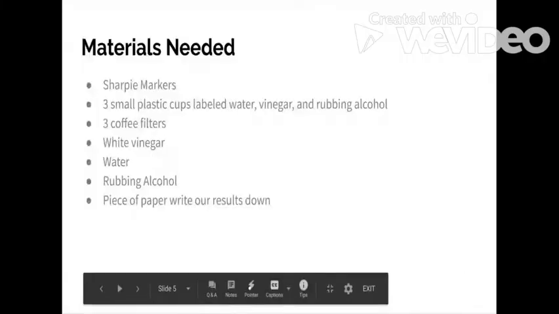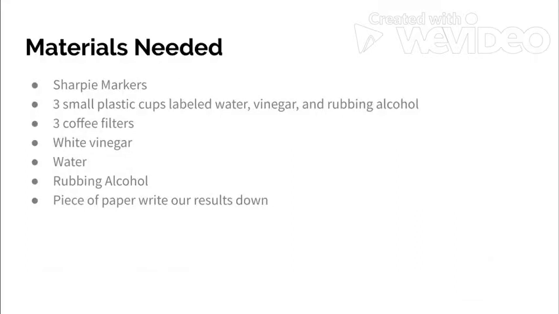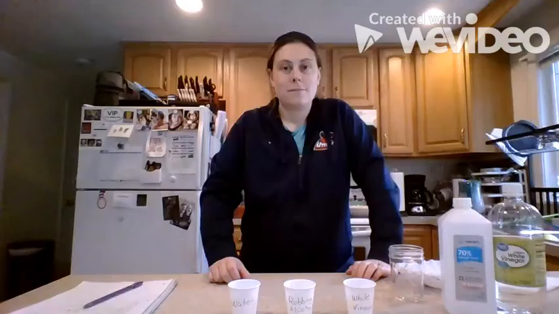So in order to conduct our experiment, the materials we are going to need include Sharpie markers and 3 small plastic cups labeled water, vinegar, and rubbing alcohol. If you don't have disposable throwaway cups, a small plastic or small glass cup should be fine. Just double check with mom and dad before you grab any of the materials. You're going to need 3 coffee filters, white vinegar, water, rubbing alcohol, and a piece of paper to write down the results we get from our experiment.